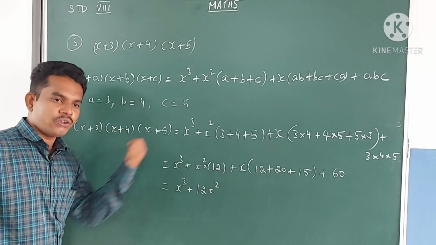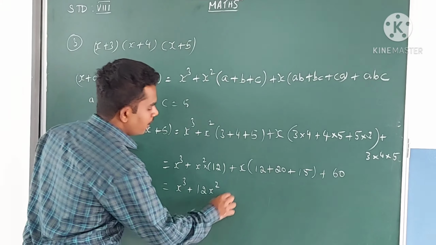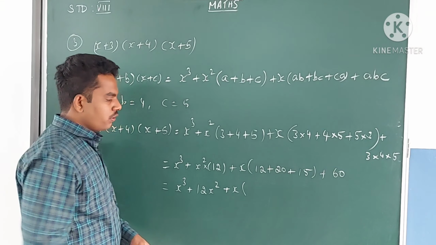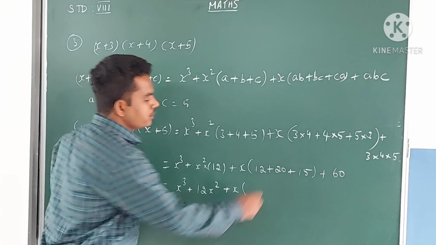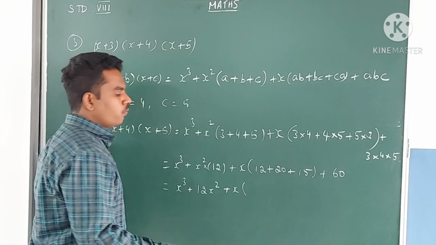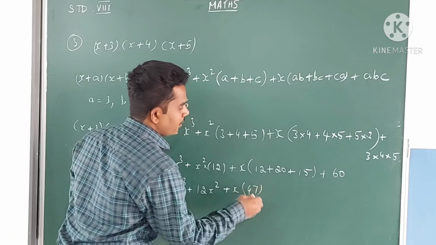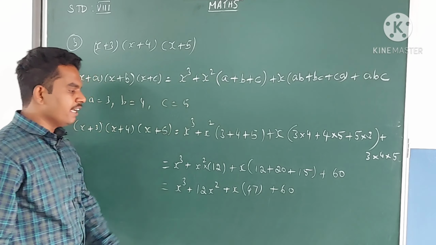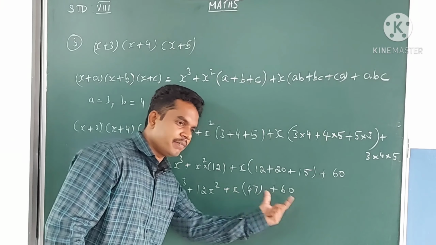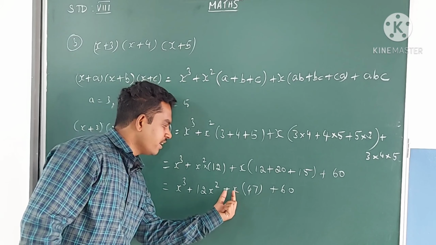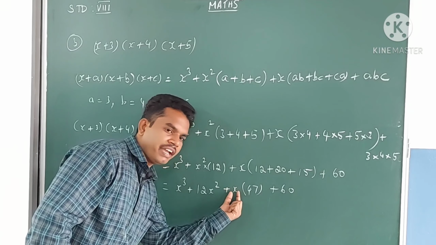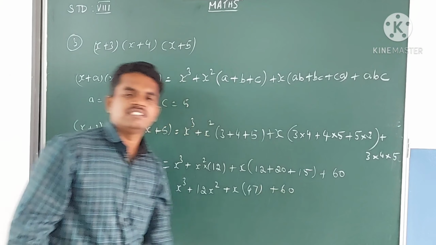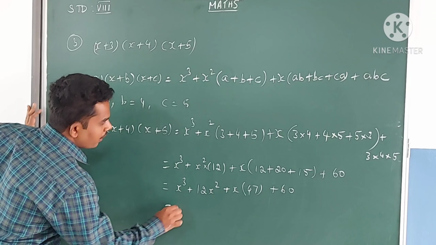You should write the coefficient in front of the term, plus x into 12 plus 20, 12 plus 20 is 32, 32 plus 15 is 47, plus 60. Don't add the 47 plus 60. It is a separate term, independent of x. You should not multiply with 60 or add.